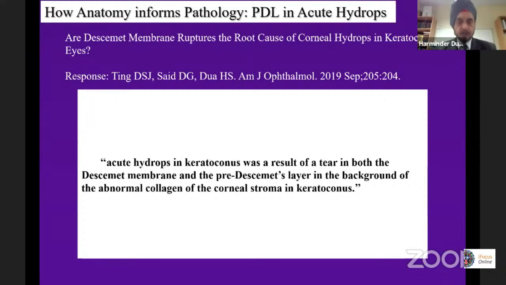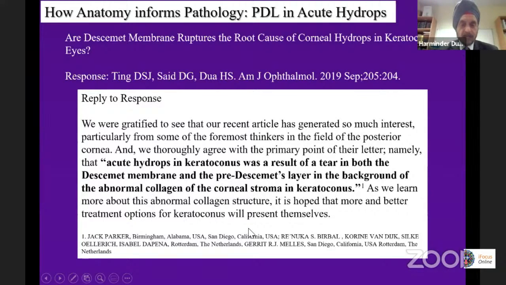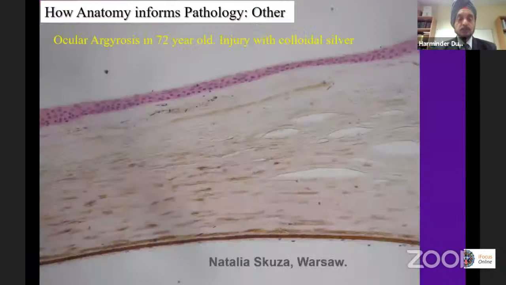So we wrote a letter in response to his paper, which was very supportive of what we had said anyway, and it was the first actual clinical evidence that that was the case. But we wrote this letter saying that we have to add this to it, because it doesn't happen in the normal eye. And then they wrote back, actually completely agreeing, and they say, we thoroughly agree with the primary point of the letter, namely that this is a deep stromal event. As we learn more about this collagen structure, we hope that more and better treatment will appear. And of course, they were a bit complimentary in their comments. So you can see how everybody is now coming around to understanding that this layer is there and how it is informing not only surgery, but also pathology.